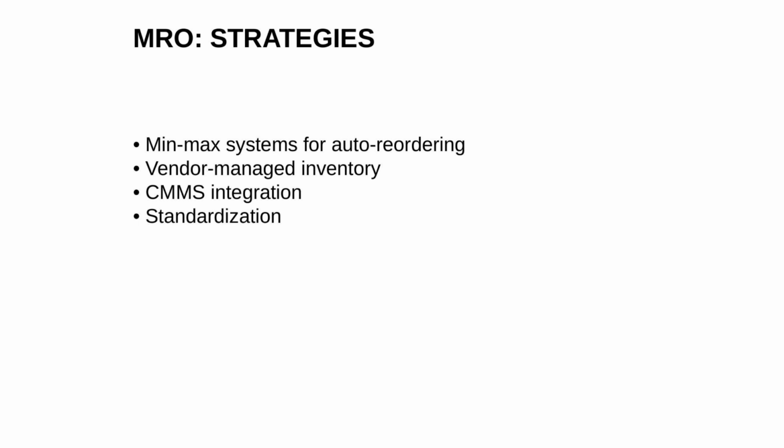min-max systems trigger replenishment automatically when inventory drops below a minimum level. Vendor-managed inventory can shift replenishment responsibility to suppliers for commonly used items. CMMS integration, using computerized maintenance management systems, connects spare parts inventory with maintenance schedules. Standardization reduces the number of unique items, simplifying stocking and reducing cost and complexity.